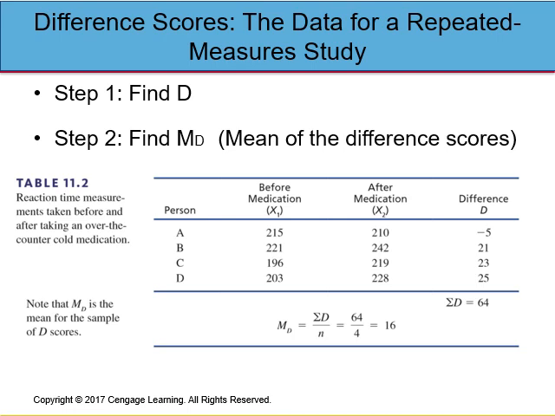To find the summation of D, you add up the D column. And to find the mean of D, you would just say summation of D over N. And remember again, N is just how many pairs you have. In this case, there are 4 pairs, there are 4 people.